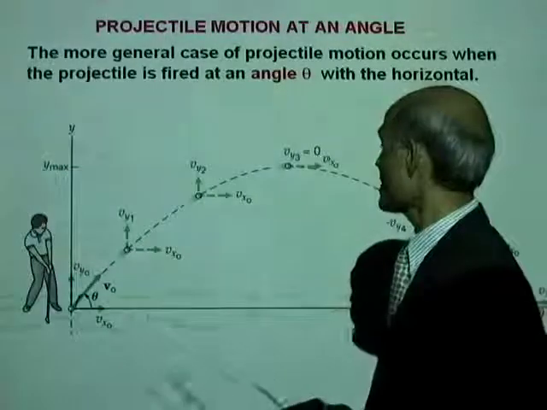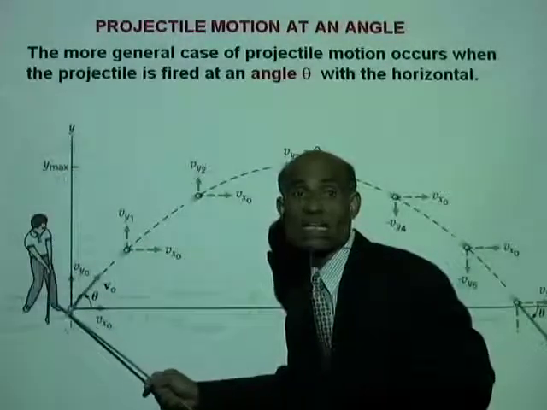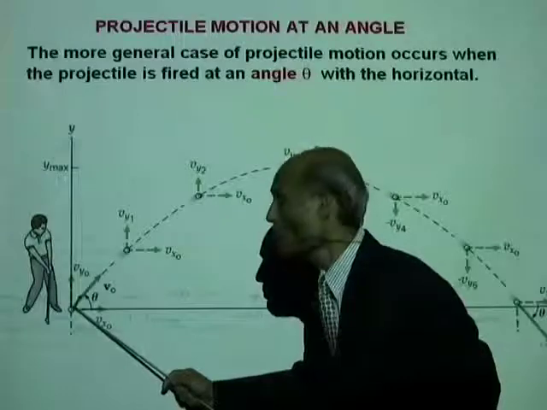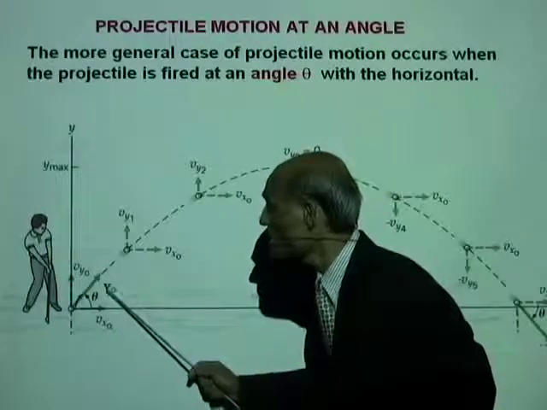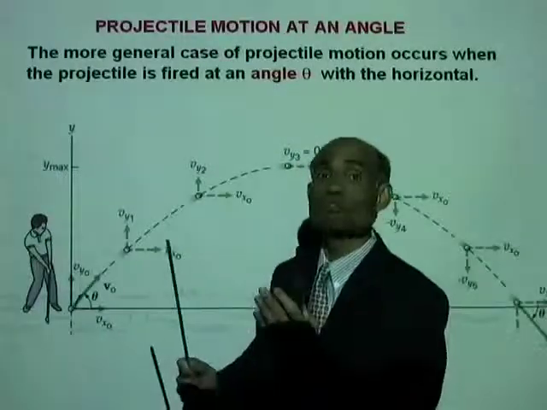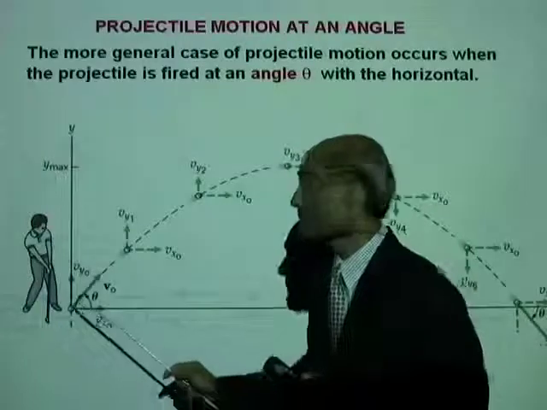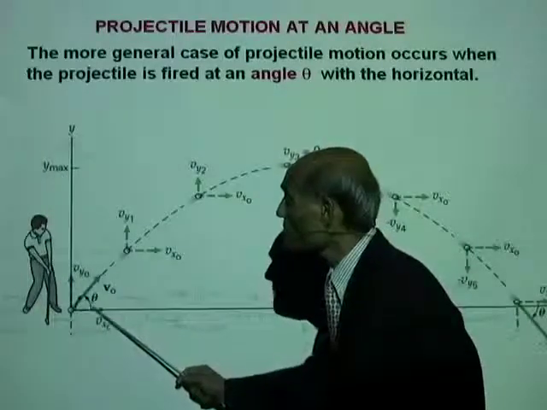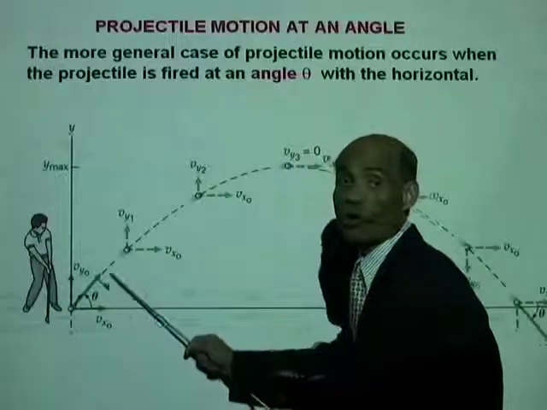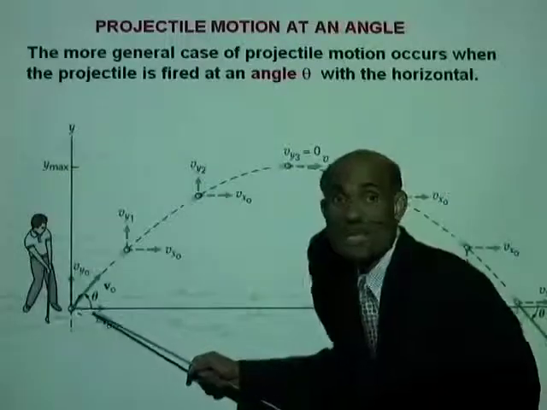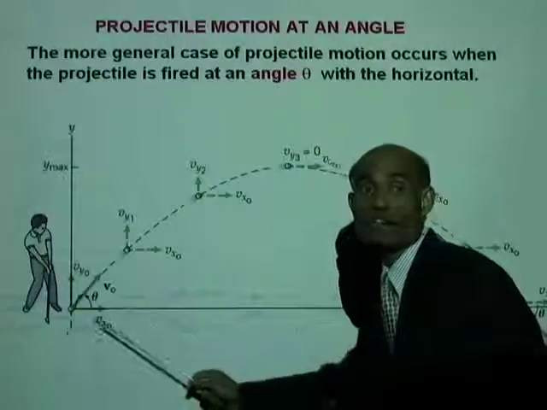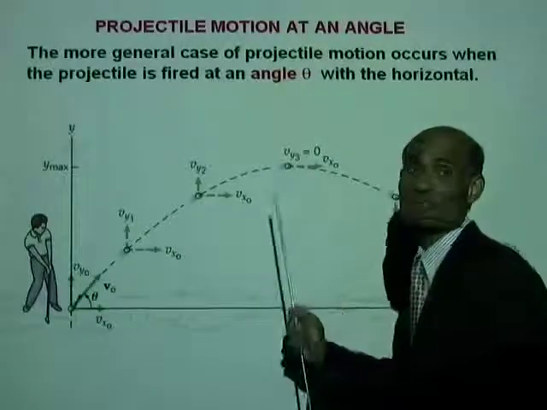Now watch this illustration here. A golfer is hitting a ball, and look at this. The golfer hits the ball with a velocity v0. v0 is the velocity that is imparted to the ball the moment it is hit. And now that v0 is at an angle theta with the horizontal. And what happens? The ball rises to a height, at the same time moves horizontally. You can see it has an x motion and a y motion.